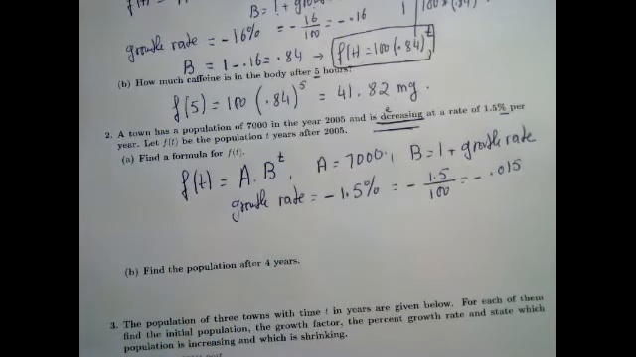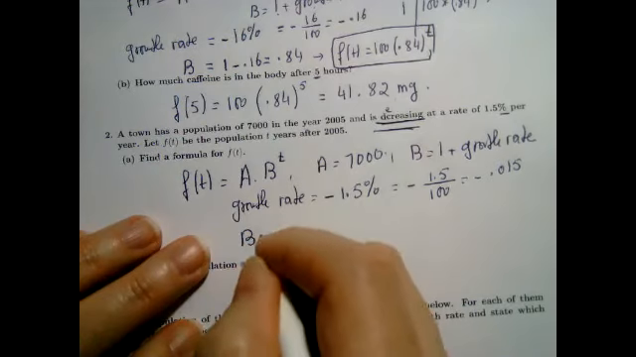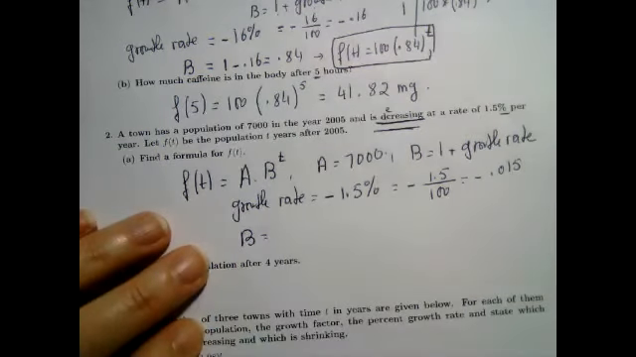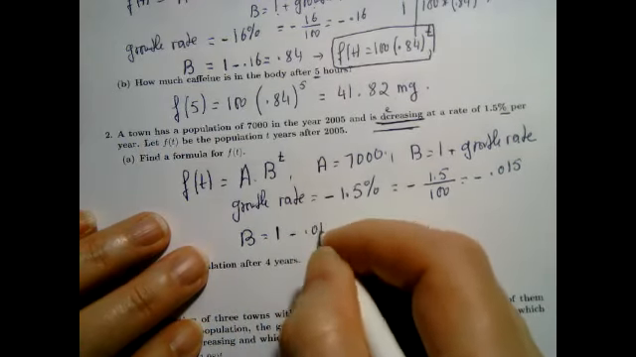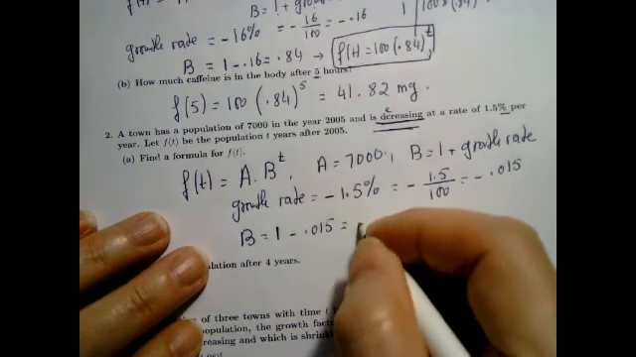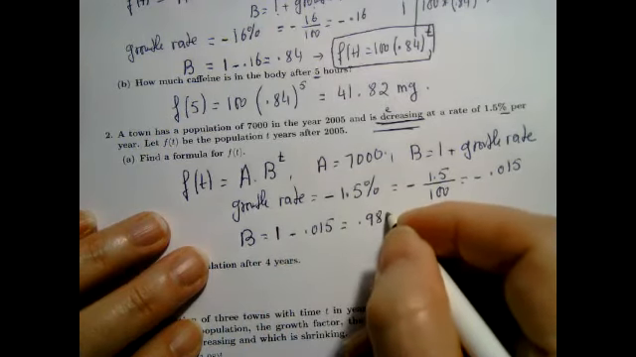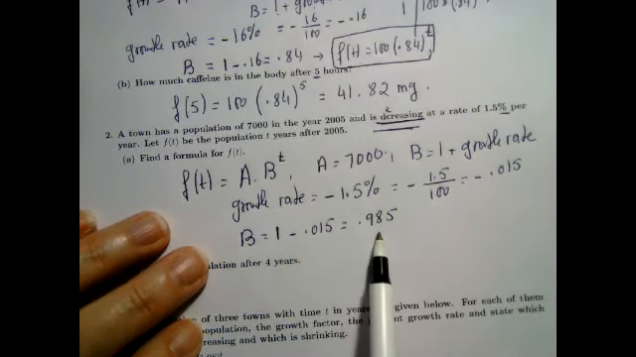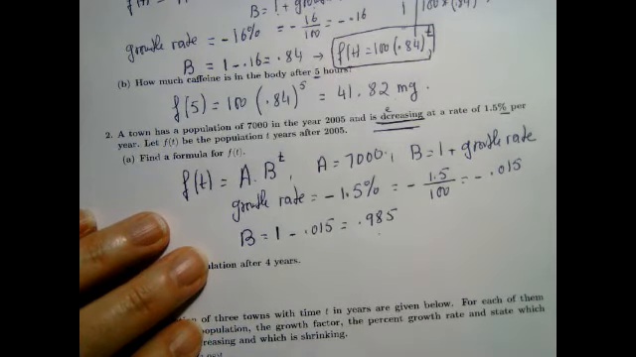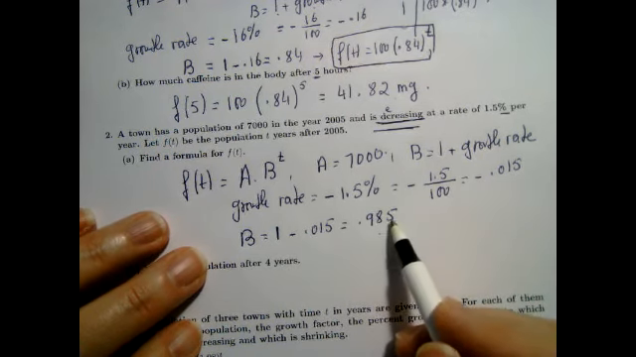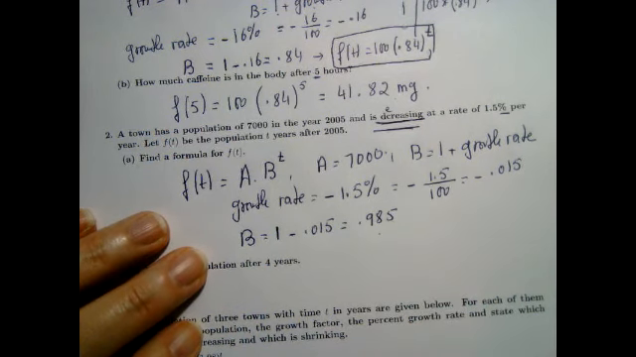That's not the B. Your B, it means we're losing 1.5%. The B is what's left after we do that. It's 1 minus 0.015. It means 0.985. It has to be less than 1 because it's less every year. It's not 100%. It's less than 100% of what it was the year before. So every year is 98.5% of what it was the year before.